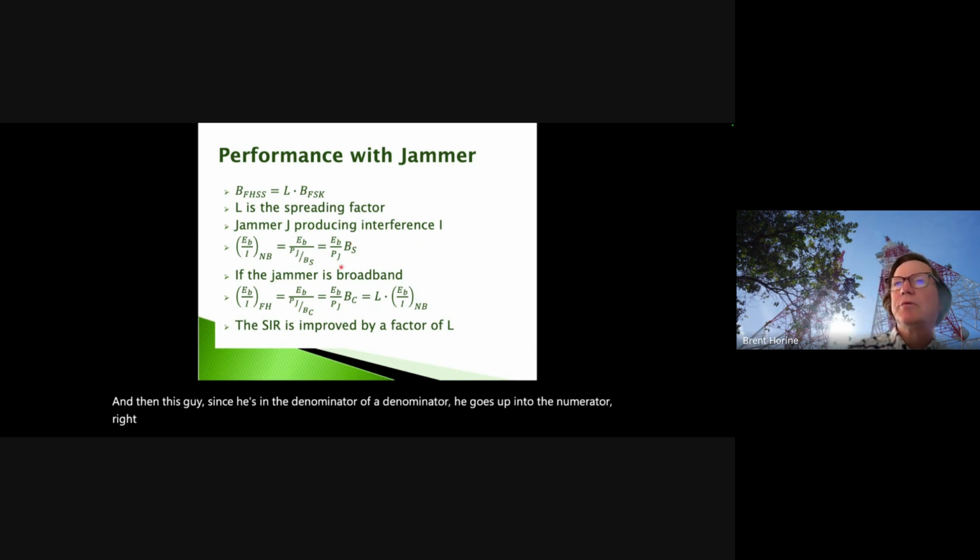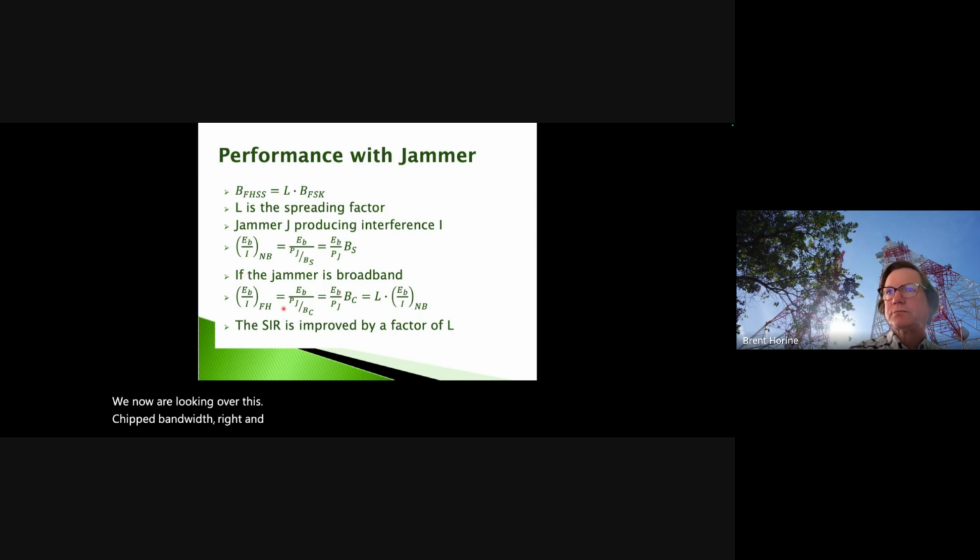So we've got this, but now with the jammer being broadband, we now are looking over this chipped bandwidth, right? And so our EB is this L times the energy per bit divided by this interference. Okay, and actually, maybe this is not the best way of saying it.